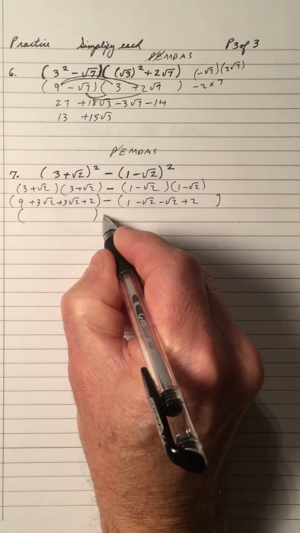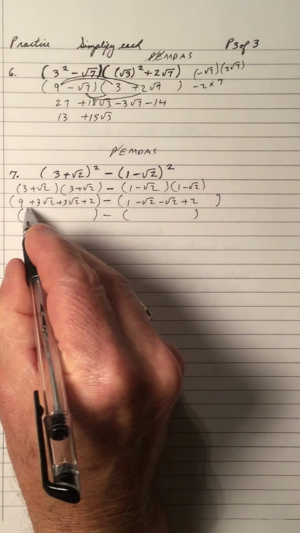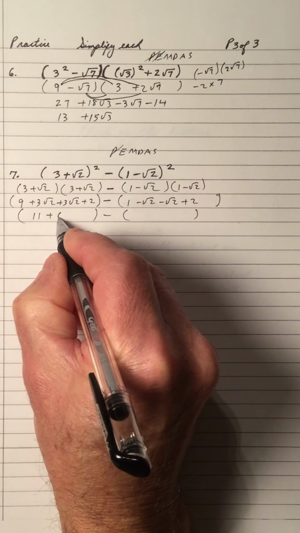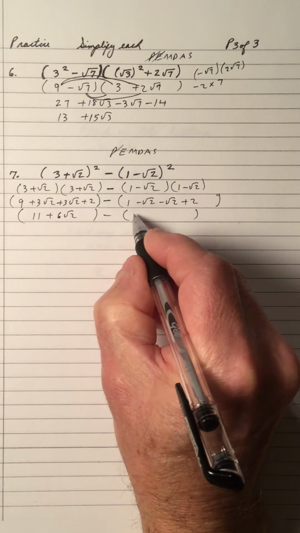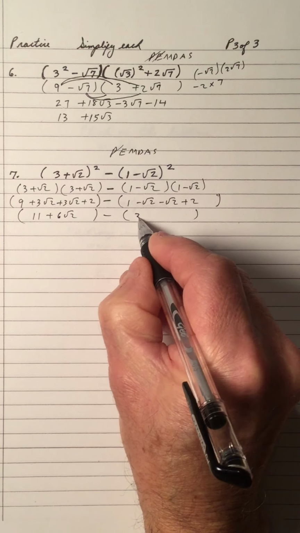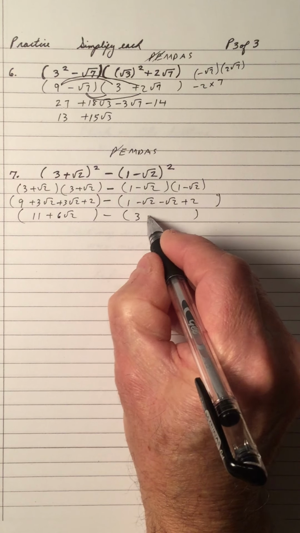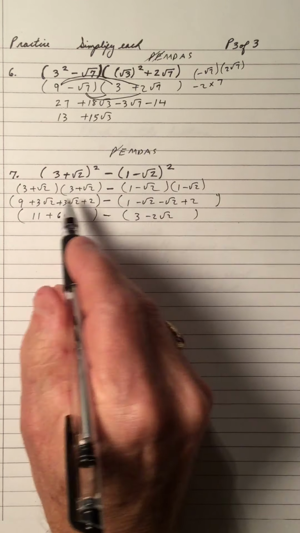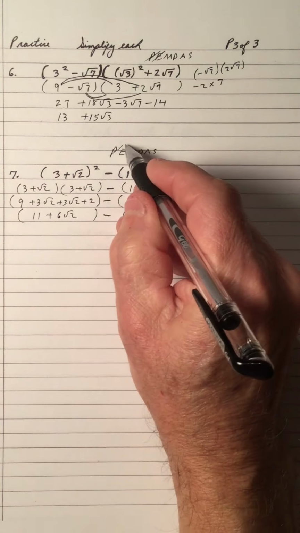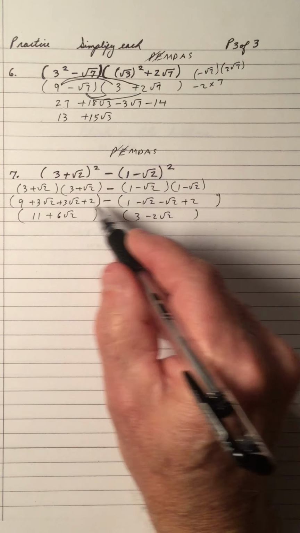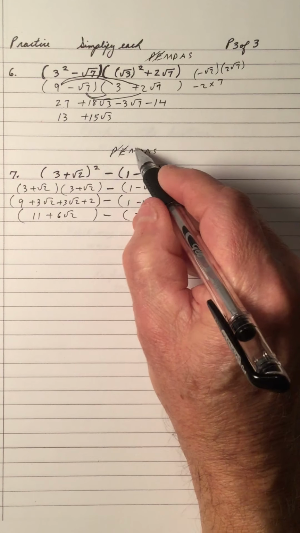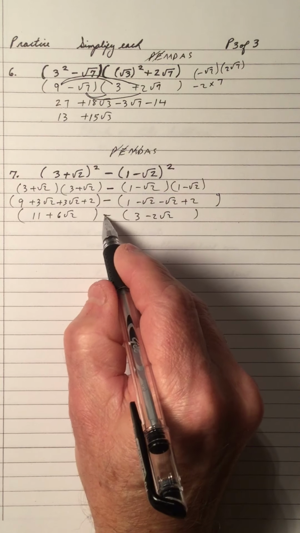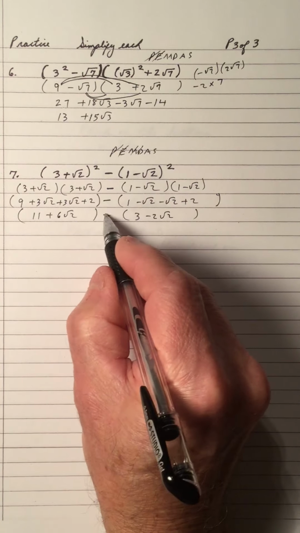Now I'll simplify the inside. 9 plus 2 is 11. 3 plus 3 is 6 root 2. And 1 plus 2 is 3, minus 1 is negative 2. Now I have the power done. I got exponents done. I have the multiplication. There's no division here. So now I have to subtract these two binomials.